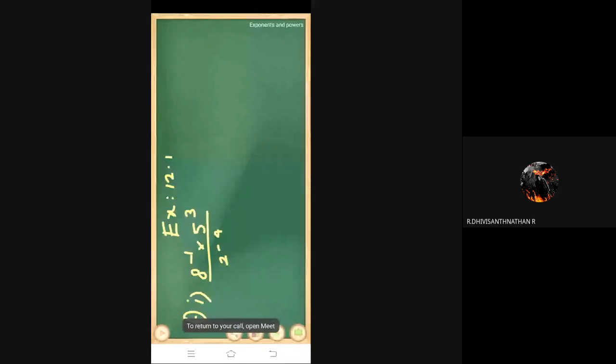Okay. So now exercise 12.1. Question number 4. Evaluate 8 power minus 1 into 5 cube divided by 2 power minus 4. So exponents and powers. First exercise, fourth subdivision. First question we are going to see now.